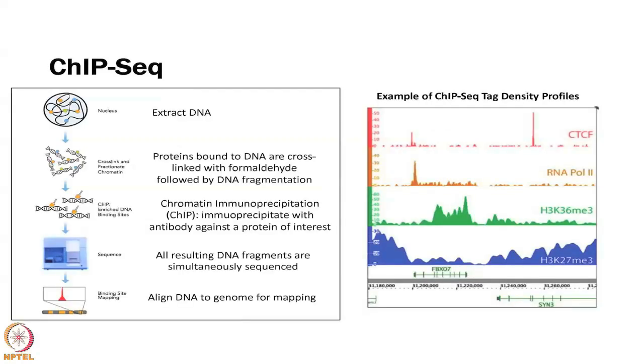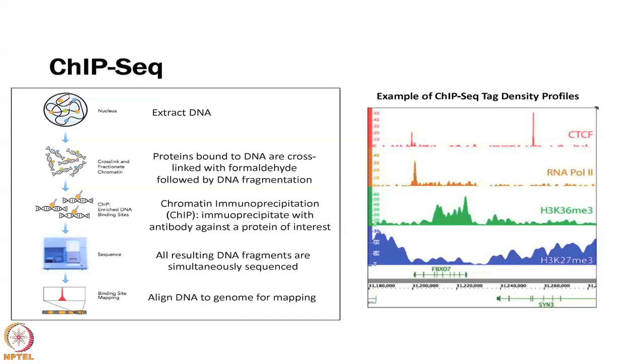So you extract DNA from your nucleus, and when you extract the DNA, there are proteins bound to the DNA. Then you cross-link them with formaldehyde, so you know that they continue to stay bound to the DNA. Then you do this ChIP immunoprecipitation, meaning you have an antibody against whatever protein you care about. You pull down some of the protein within your sample that's attached to a DNA sequence. Then you take the DNA fragments that were attached to that protein, sequence them and align them to the genome. So for whatever protein you're interested in, you know these are the sequences it's interacting with.